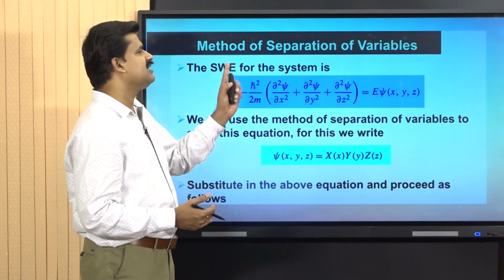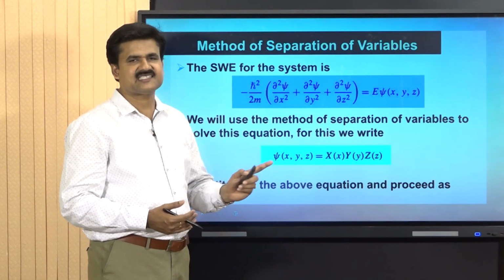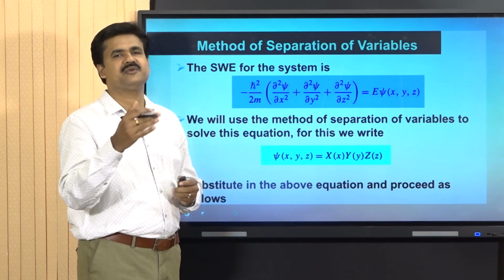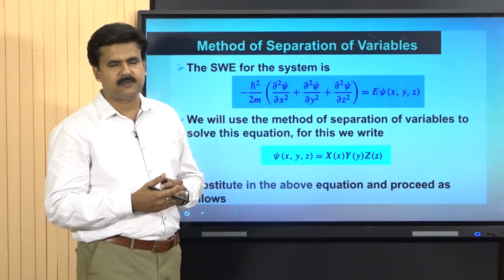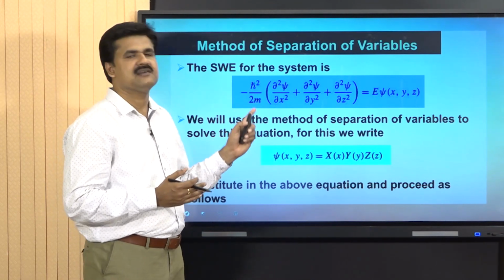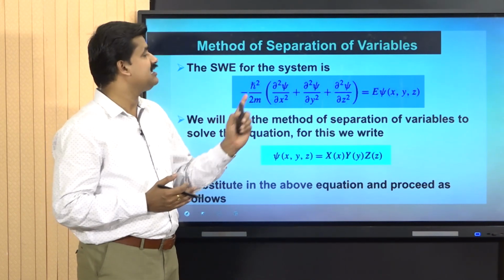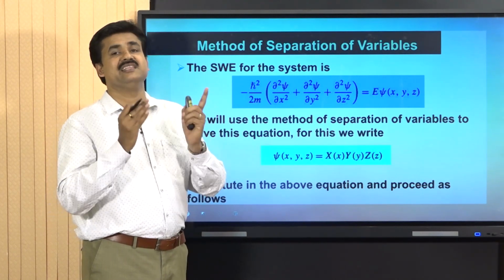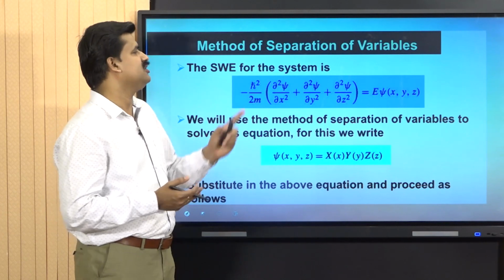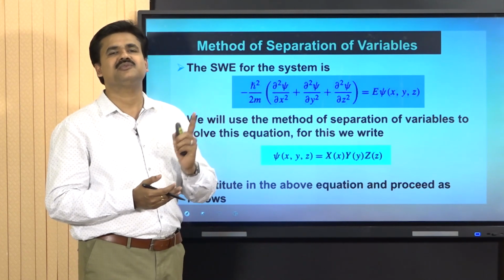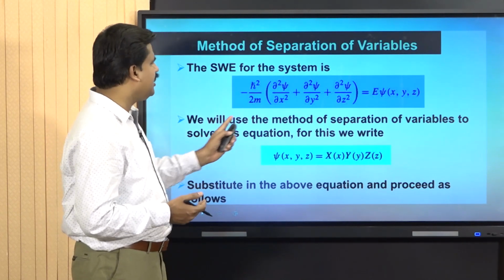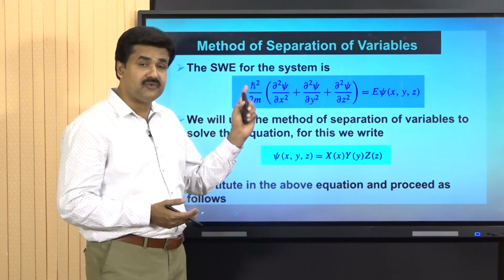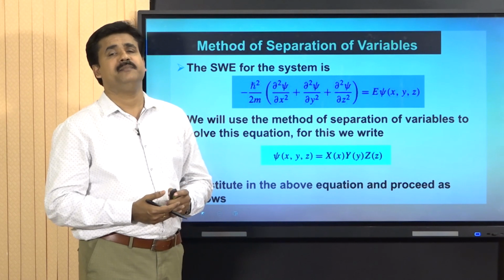This is because this Schrodinger wave equation as such contains three variables, and the simultaneous solution of such an equation is very difficult to obtain. So, in order to solve this, first of all, we have to separate this equation into three parts. That is, we have to use the method of separation of variables to separate this equation into three parts.